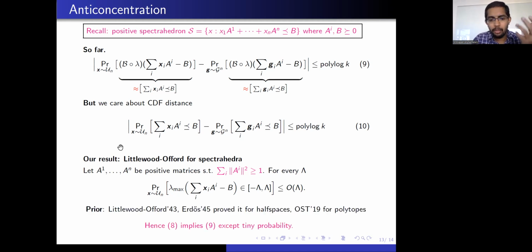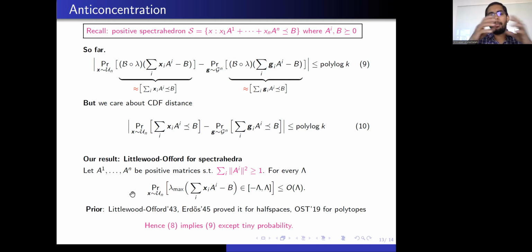So before we prove this Littlewood-Offord theorem for spectrahedra: the original Littlewood-Offord theorem was proven in 1943 for a single half space. Erdős improved that in 1945. He gave the optimum parameters. O'Donnell, Servedio, and Tan, a few years back, proved the Littlewood-Offord theorem for polytopes. And what we do is extend all these three techniques to positive spectrahedra.